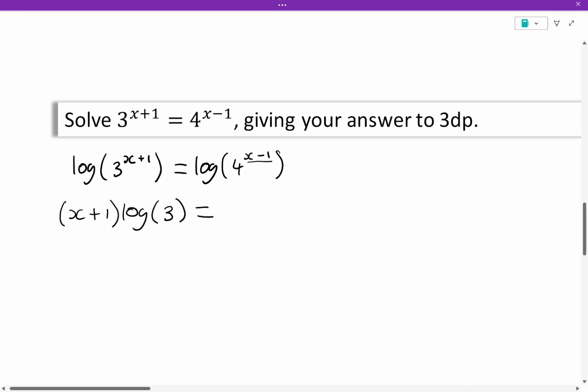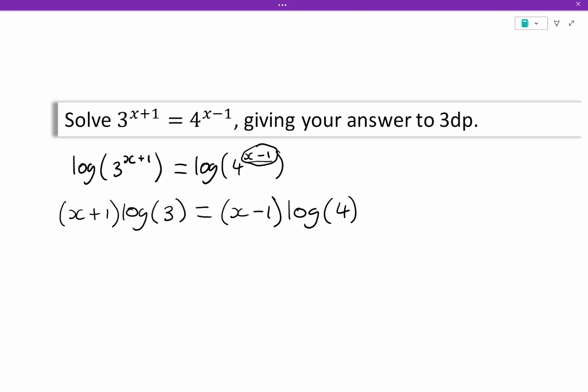Now let's look at the other side of the equation, and we're going to do similar. That power x subtract 1 is going to go to the front, and we'll write it in brackets because it's multiple terms. And then we'd have log of 4 like that. So I've managed to remove the x's from the powers. Now what we need to do is try and get x on its own on one side.